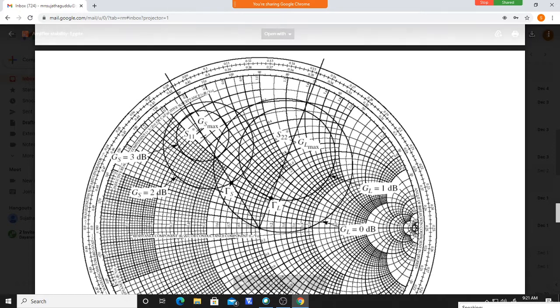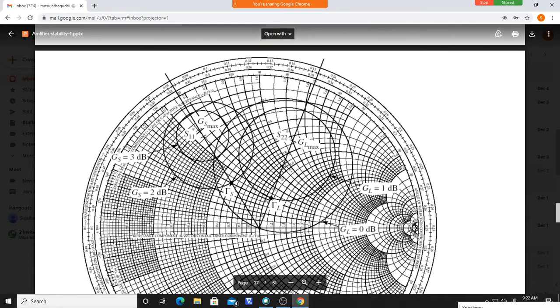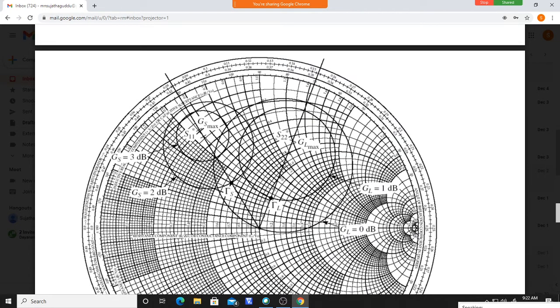You should find the center and radius for 2 dB, to get a GS of 2 dB. See, this is the circle. You cannot use this circle. You cannot use the values over this to get 2 dB. You should draw the GS 2 dB circle. If you draw the GS 2 dB circle, you will get it like this. This is a circle. You should choose one value over this to design the impedance matching network for ZS.